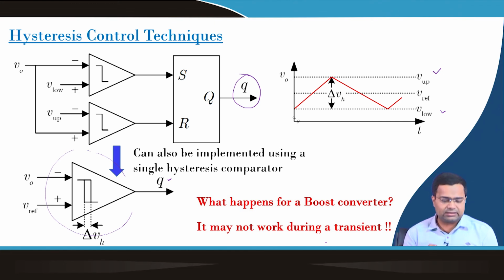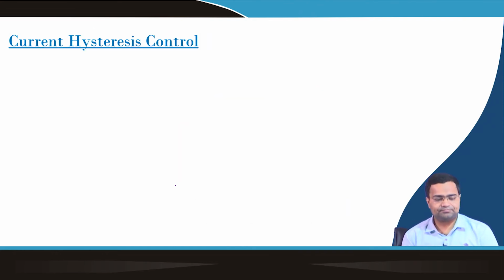So, that is why for this boost converter, the voltage hysteresis control should not be directly used unless we put a duty ratio limit or a switch limit. That means, in general, the switch will remain on and the inductor will saturate during a step-up transient.